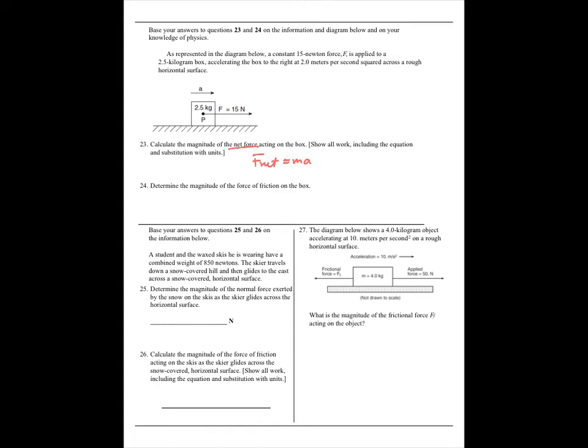Alright, we got our mass of 2.5 kilograms times acceleration of 2 meters per second squared, 5 newtons. Now this net force is the difference between the left and the right sides. Because we're accelerating to the right, that means the left side is weaker, the right side is stronger. So if the net force is the difference between left and right sides, if the right side's bigger by 5, that means the force of friction here is just 10 newtons. There we go.